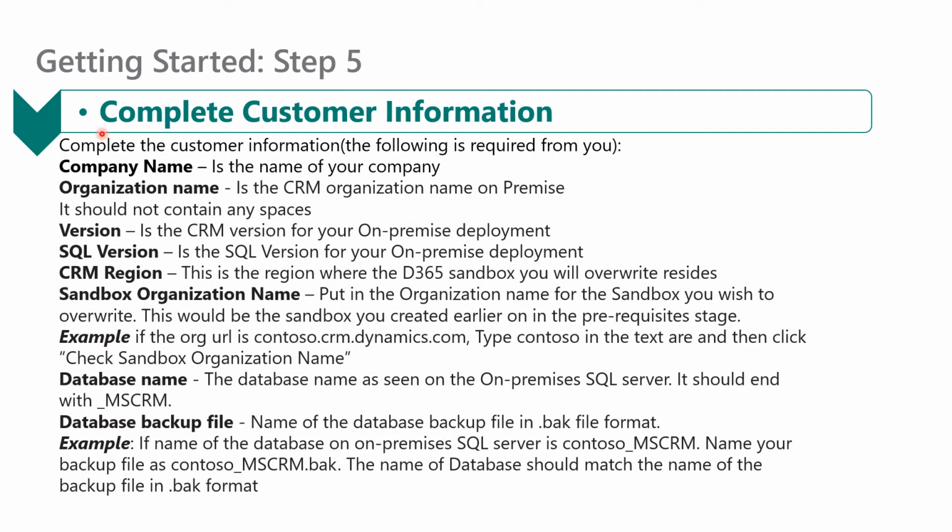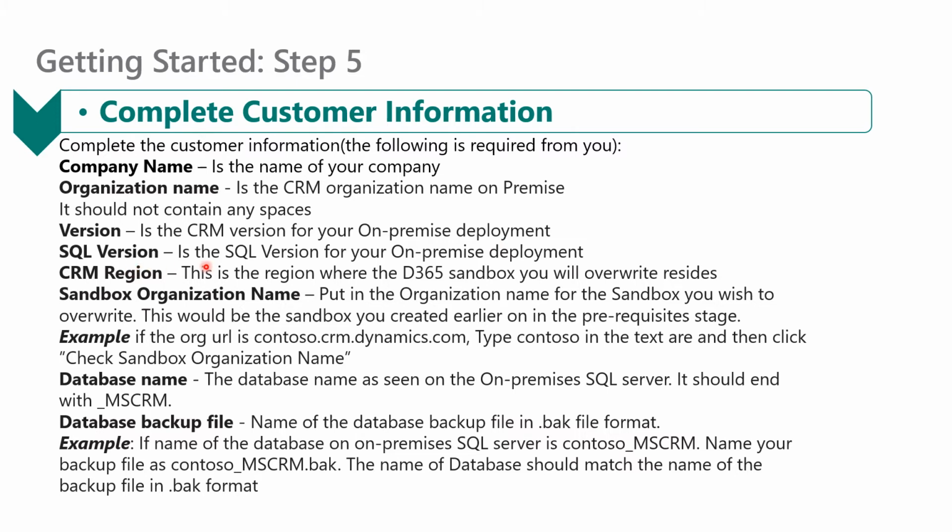Now it's time to complete the customer information. To do so, fill in the following fields. The company name, which is the name of your company. The organization name, which is the CRM organization name on-premise. Note, this should not contain any spaces. The version, which is the CRM version for your on-premise deployment.